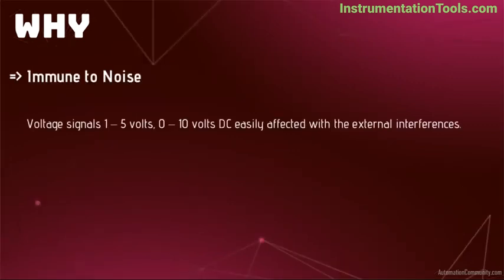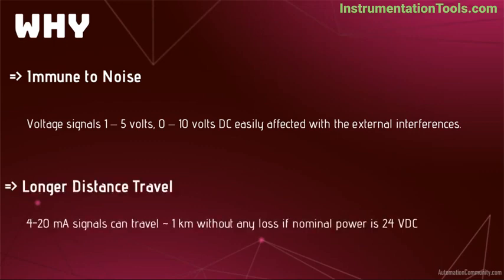Another advantage is that current signals are more immune to electrical noise when compared to voltage signals. So the amount of noise or external interference is less. One more advantage is that current signals can travel a longer distance. 4 to 20 mA signals can travel approximately 1 km, when the nominal power is a 24 volts DC supply.